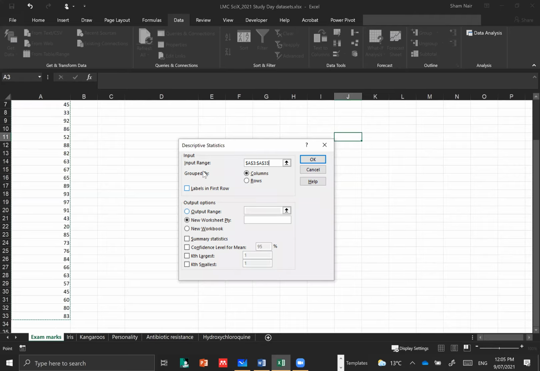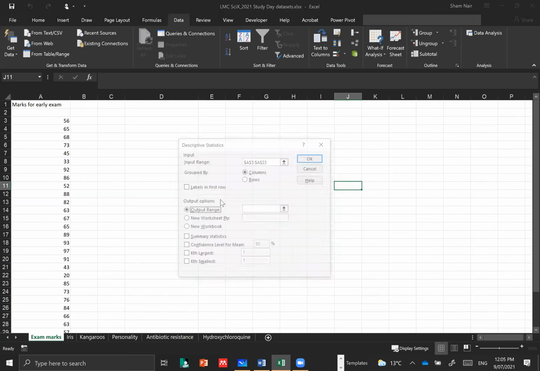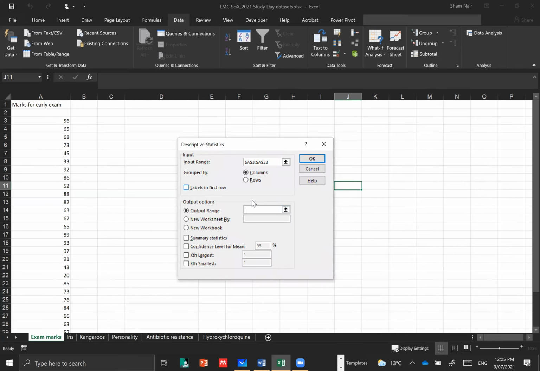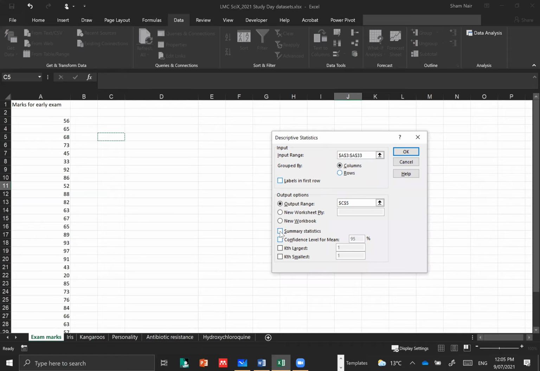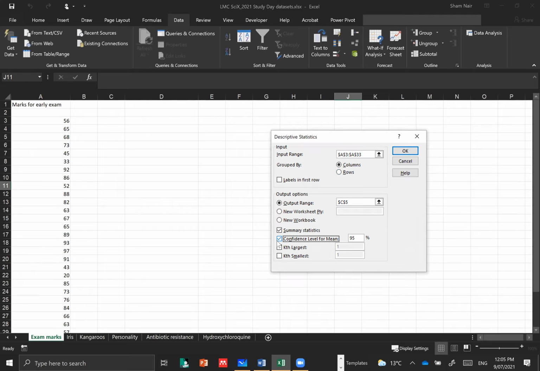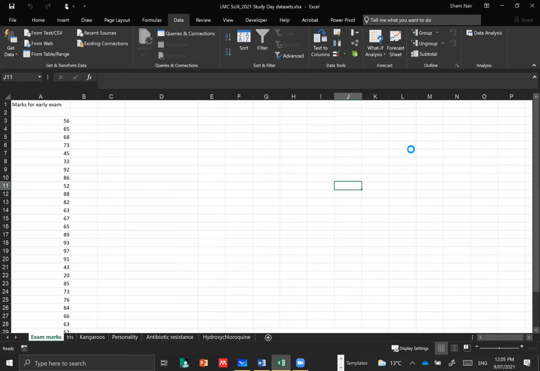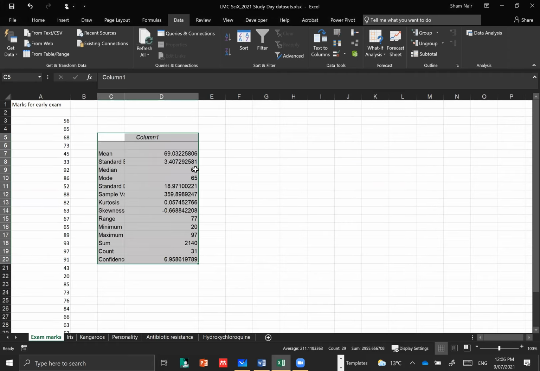Okay. I don't have labels, so I'll ignore that. For the output range, I'm just going to click randomly anywhere on the worksheet. Now, what do I need? I need summary statistics, and let's say I want to know the confidence intervals for the mean. So I've selected those two options and click on OK, and it will produce a table.